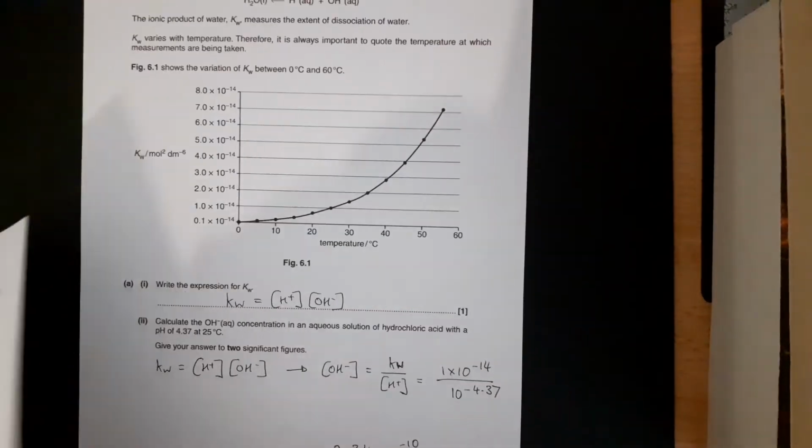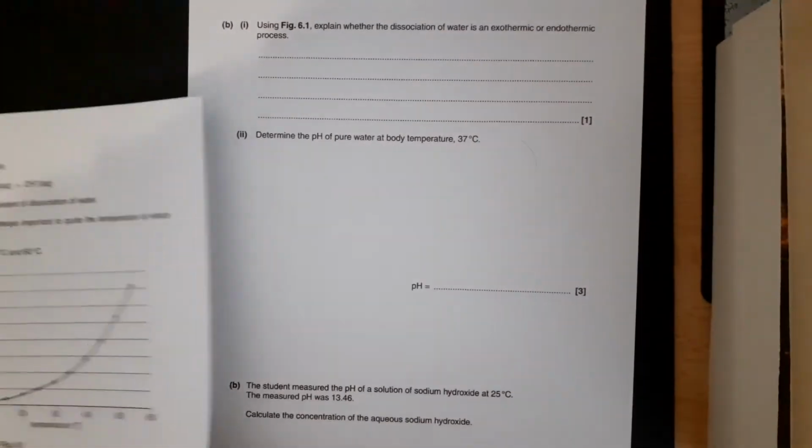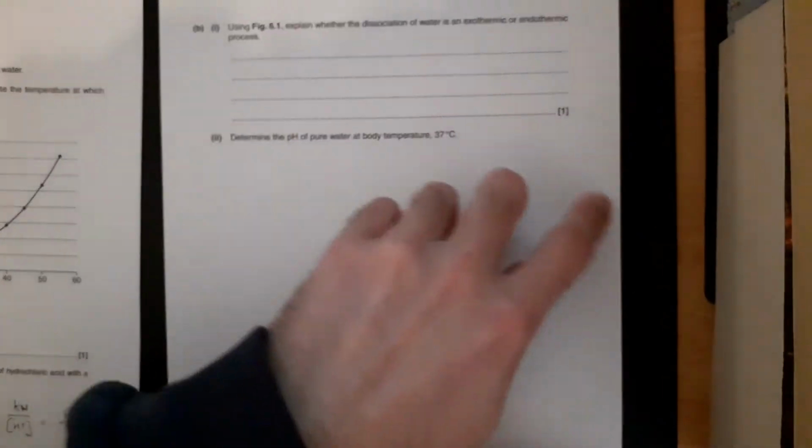This question carries on over the page. Let's have a look at what we're doing here. Using figure 6.1, here we go. Explain whether the dissociation of water is an exothermic or an endothermic process.